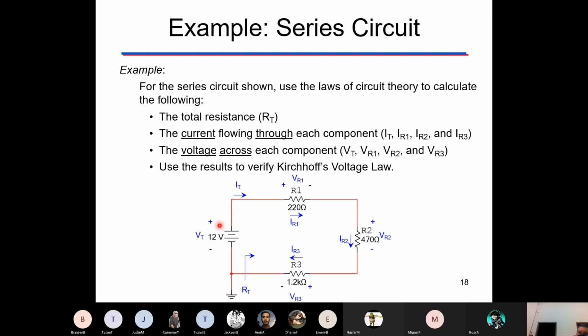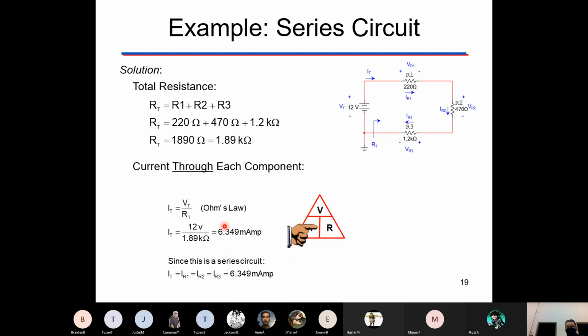Here's an example that we're going to go over. Actually, we're going to do it right now. First thing we're going to do is calculate RT. Then we're going to calculate the current. And then we're going to get the voltages. This is what you're going to be doing in the lab.